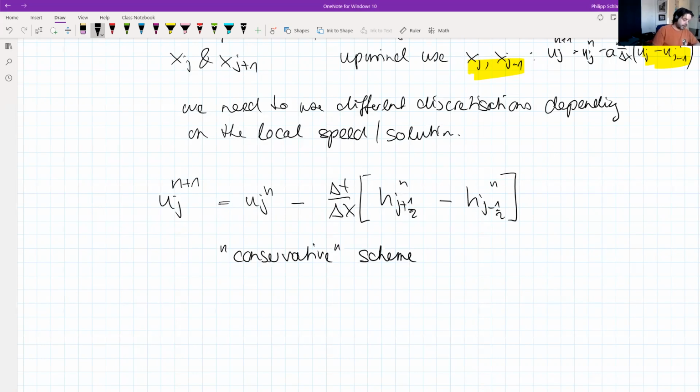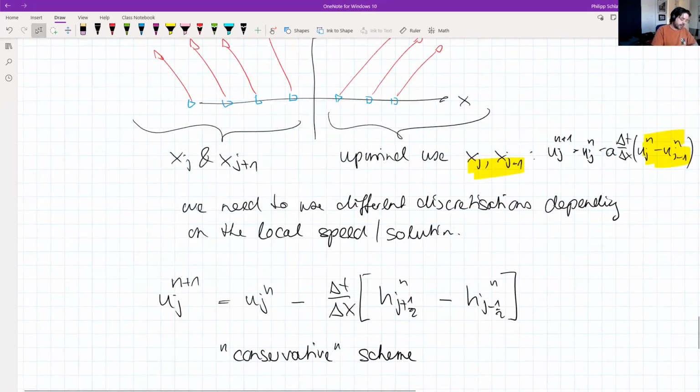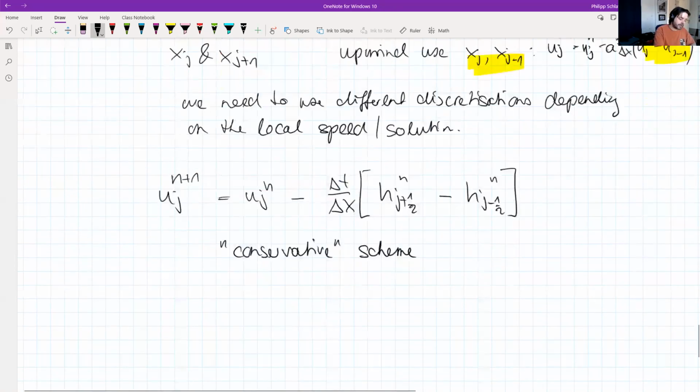A conservative finite difference scheme for a nonlinear conservation law. Because now you see there's actually no bias in either direction. I just say that here it's h of j plus 1/2 and h minus 1/2. Of course, now the question is, what is this h that I have introduced here? Why do I need to introduce something else?